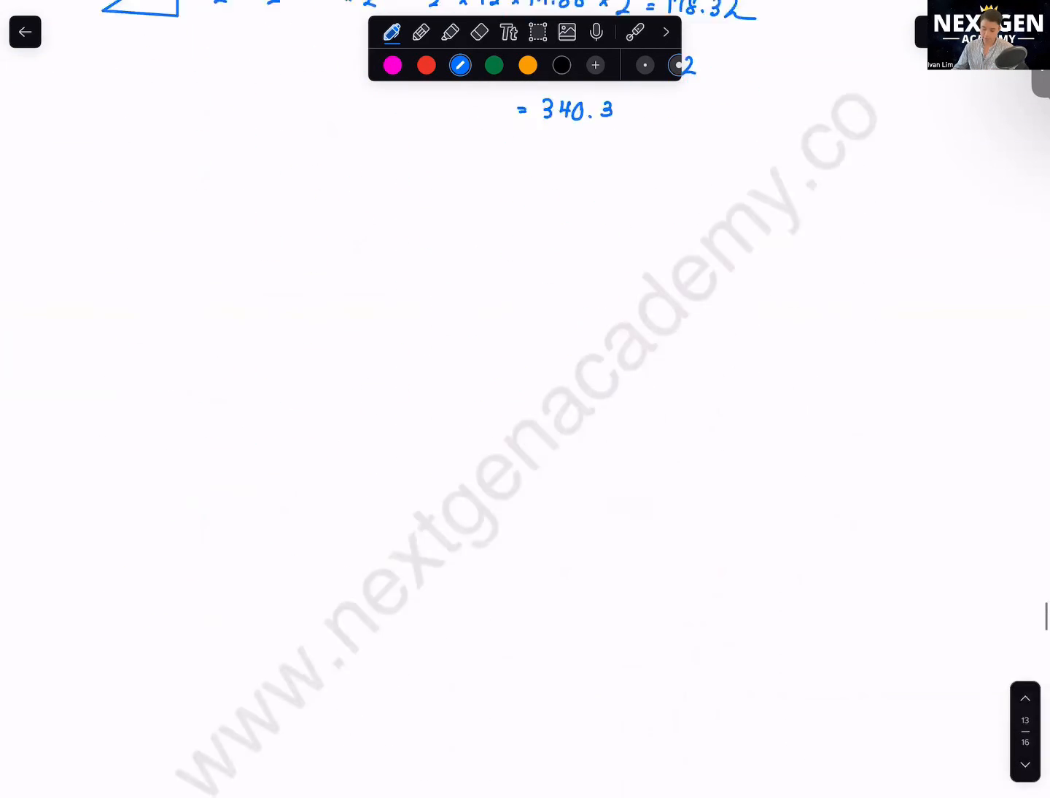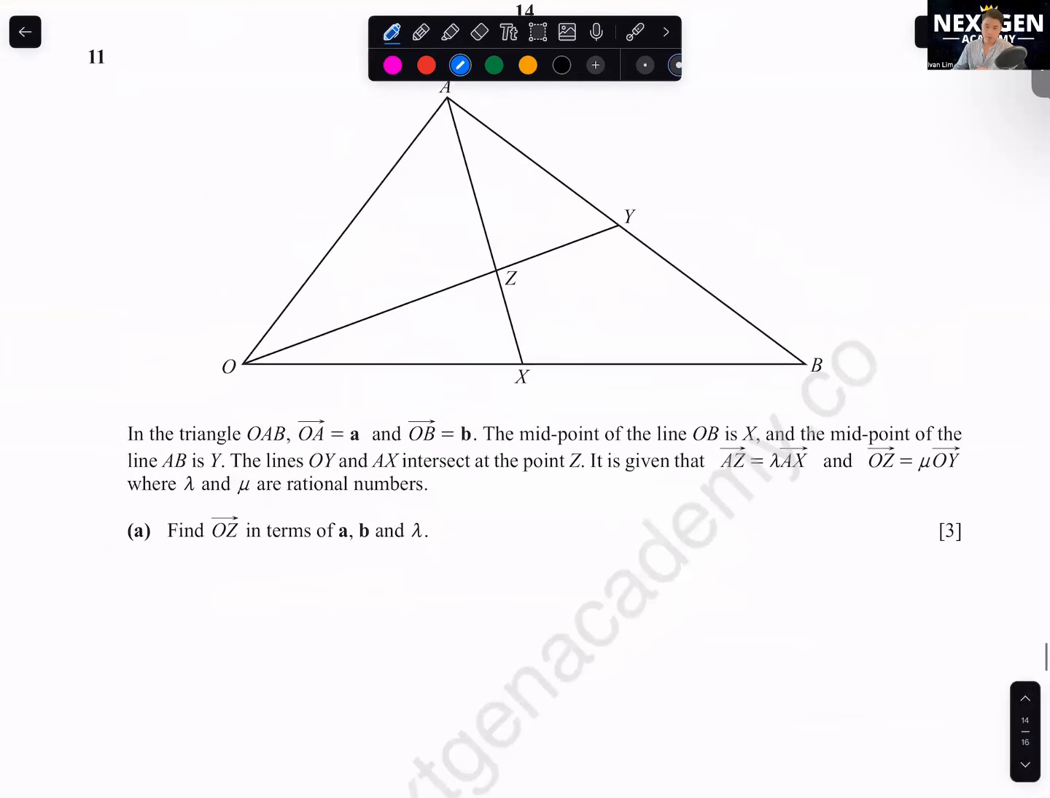Okay, let's go to question 11. In the triangle OAB, OA is a, OB is b. The midpoint of the line OB is X. The midpoint of the line AB is Y. They intersect at Z. It is given, this one, AZ equals to lambda AX, OZ equals to mu OY. Find OZ in terms of a, b, and lambda.